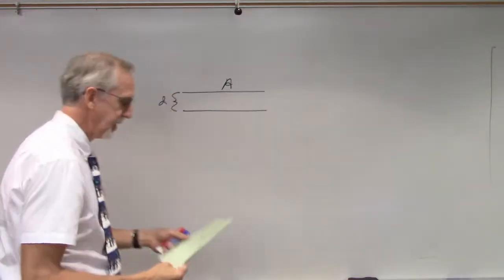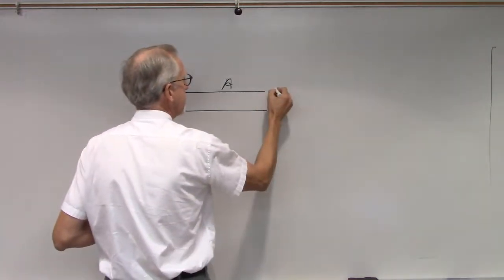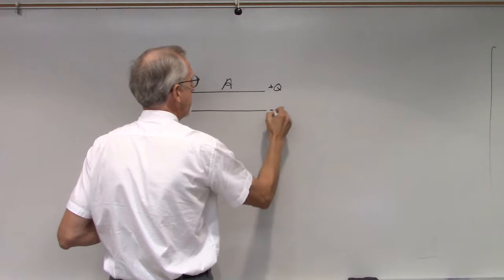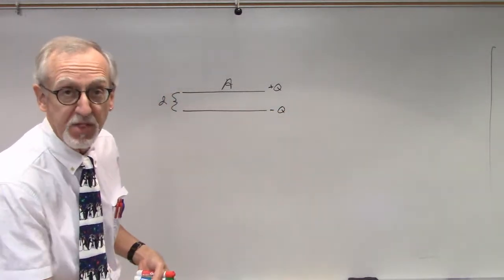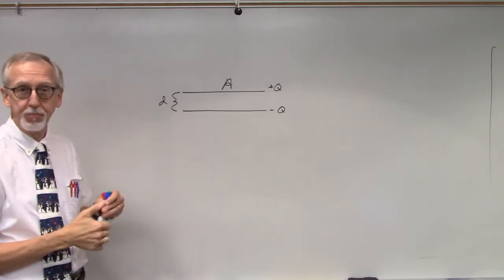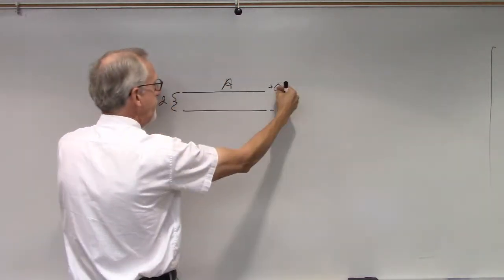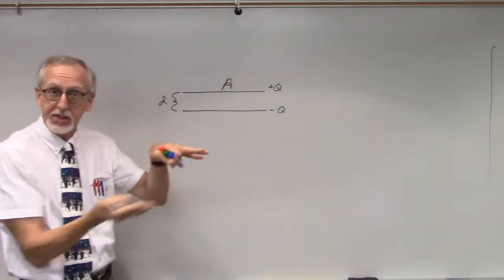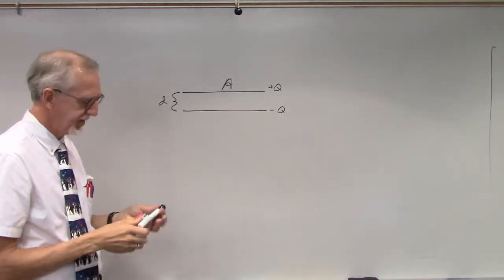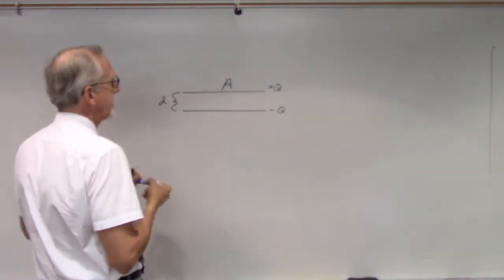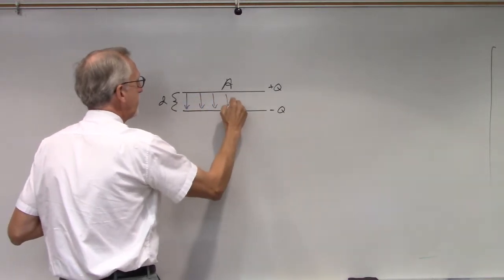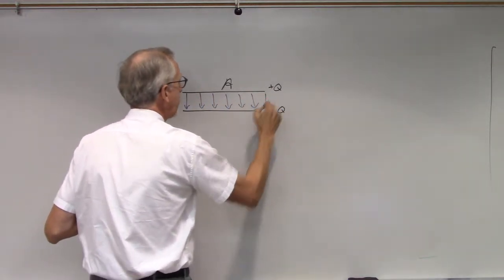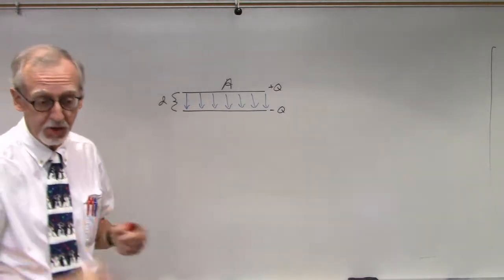And let's imagine that the top one has a charge of plus Q, and the bottom one has a charge of minus Q. Remember, this is kind of like a dipole, but the charges have been stretched out into a flat surface. And what this creates is an electric field in between the plates that is very uniform, pointing from the positive charge to the negative charge.